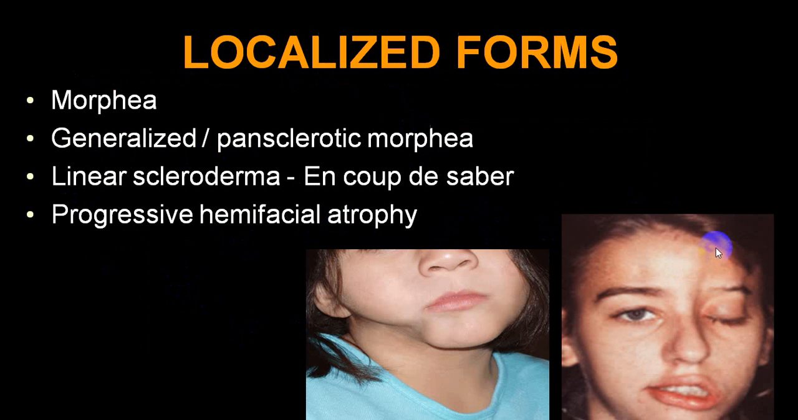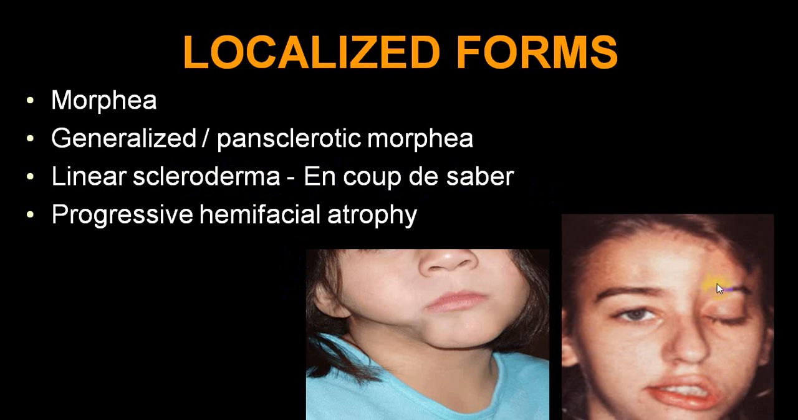This is classical. You can see that this is a linear variety. You can see fibrosis involving this part of the skin, while here, this is the portion which is being involved. So morphea is involvement of the skin in a local part. You can have pansclerotic morphea, where it is a little more diffuse. Linear scleroderma is also called en coupe de sabre. This is en coupe de sabre. And you can have progressive hemifacial atrophy.